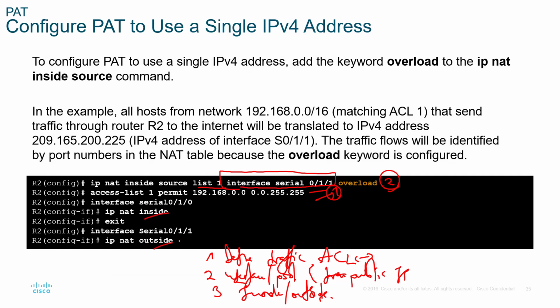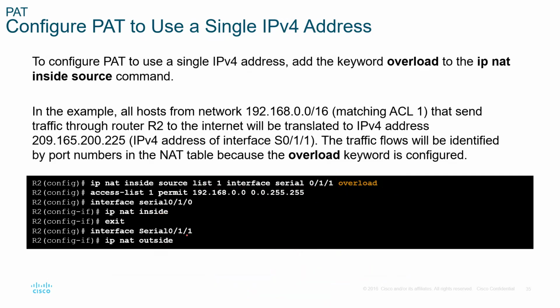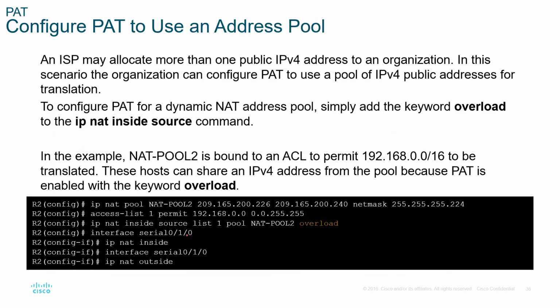Here, these are our NAT inside and outside, defining our interfaces. The other way of doing it is by defining the pool. So this one is now almost exactly the same as dynamic. The only difference is this keyword. So the same with dynamic in the sense that, one, we create a pool.